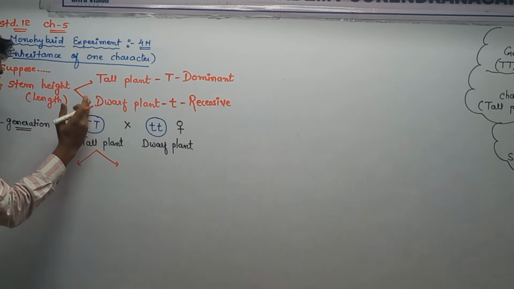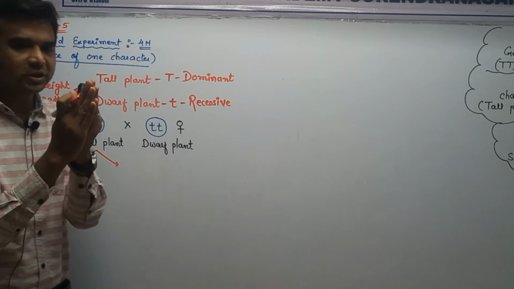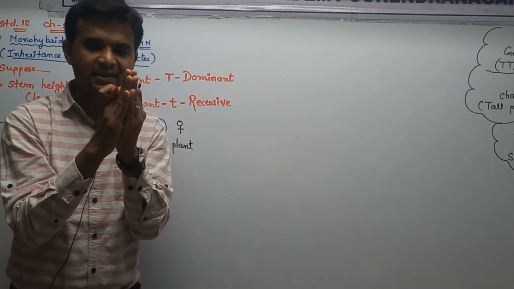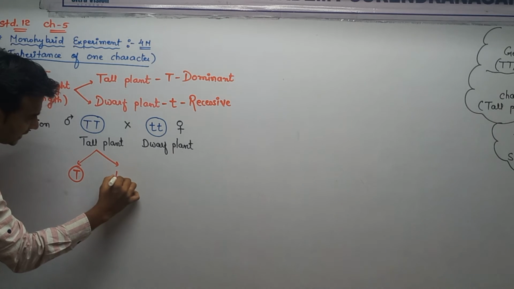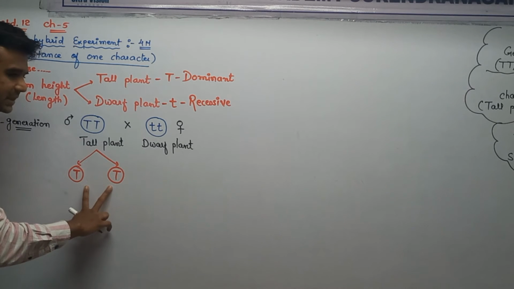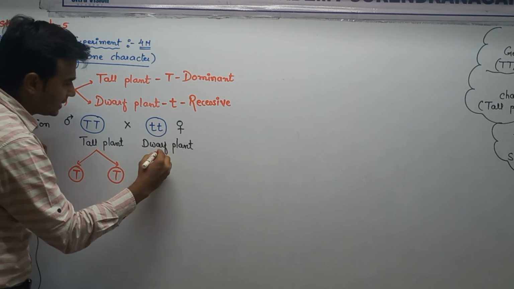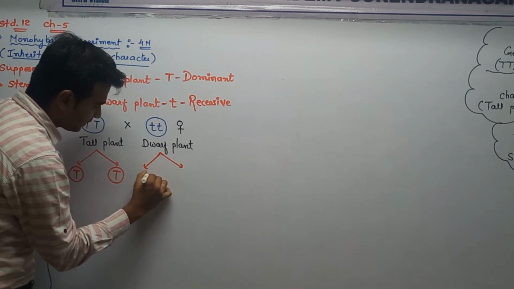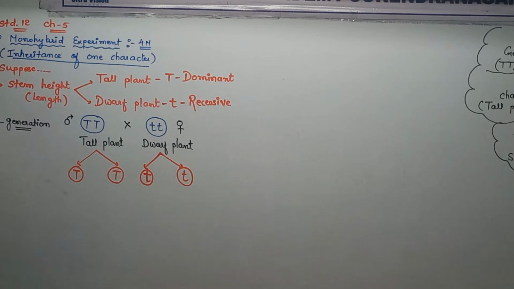Here segregation occurs. This capital T and capital T are joined together, and now segregation occurs, meaning the homologous chromosomal pair, the two chromosomes joined together, are separated from each other. This produces two gametes, capital T and capital T. So in the tall plant, two gametes are formed: the number of gametes is 2, but the type is only 1. Similarly, the small t dwarf plant produces the same two gametes, but with small t instead of capital T. So we say these are gametes. And now meiosis occurs.